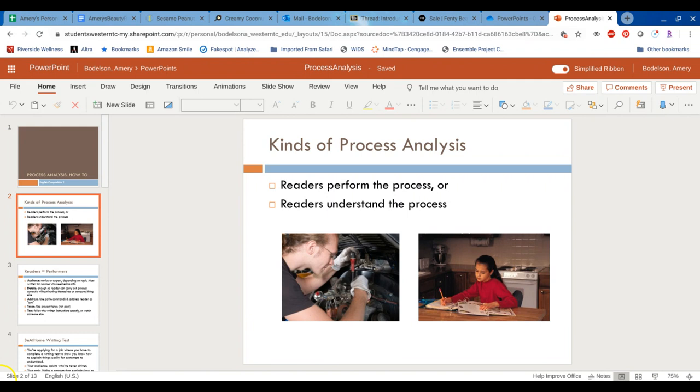There are process analyses written for people who will actually perform the process. So think about user manuals. You buy a new desk and it comes with a user manual that tells you how to put it together. That is an example of a reader performing the process.